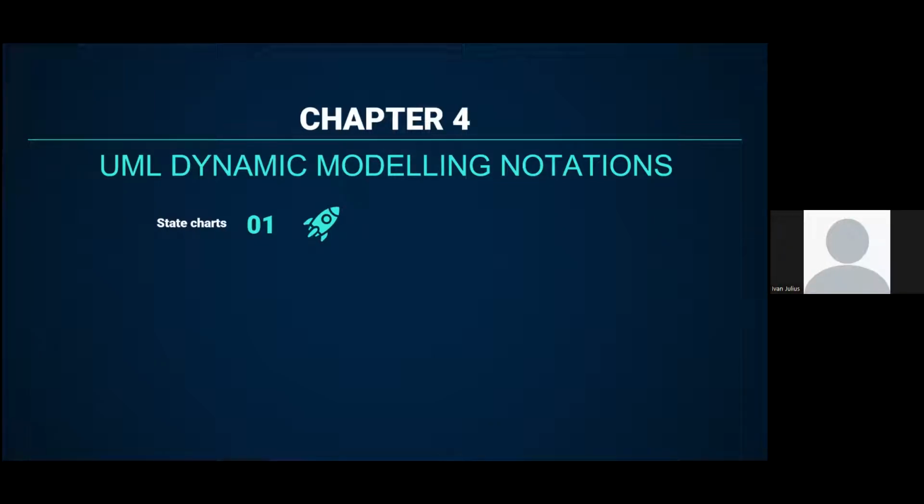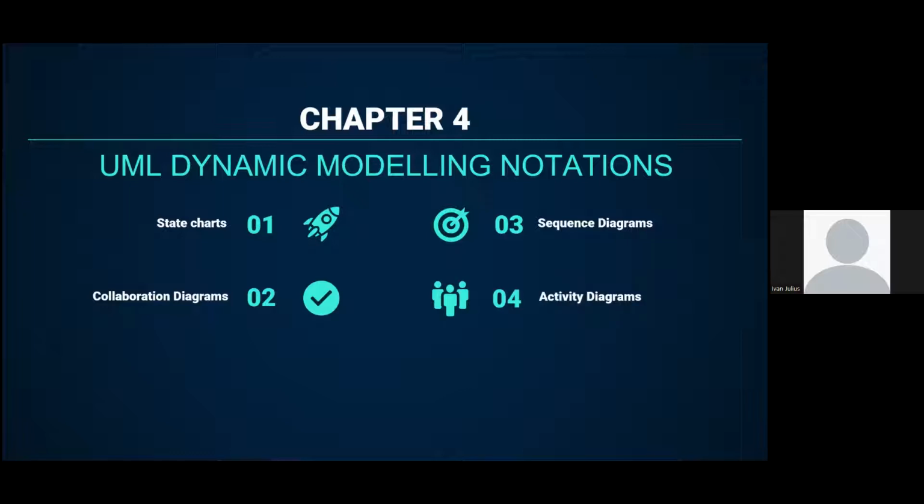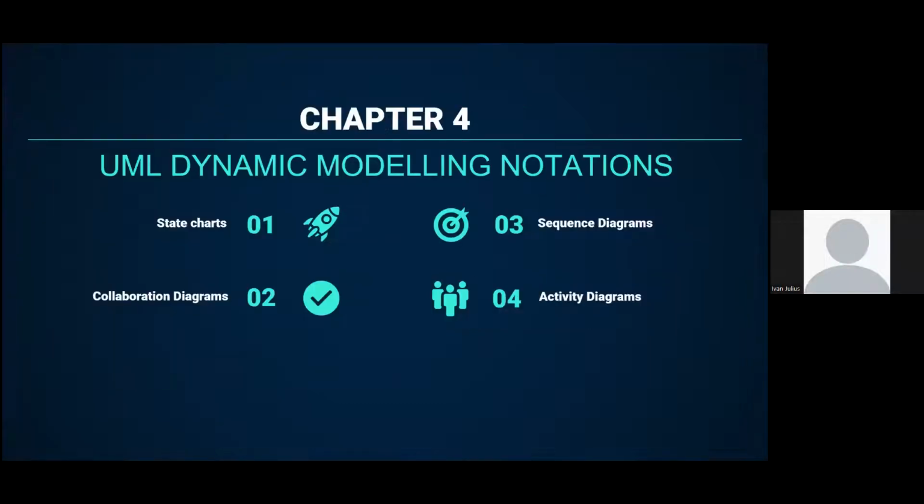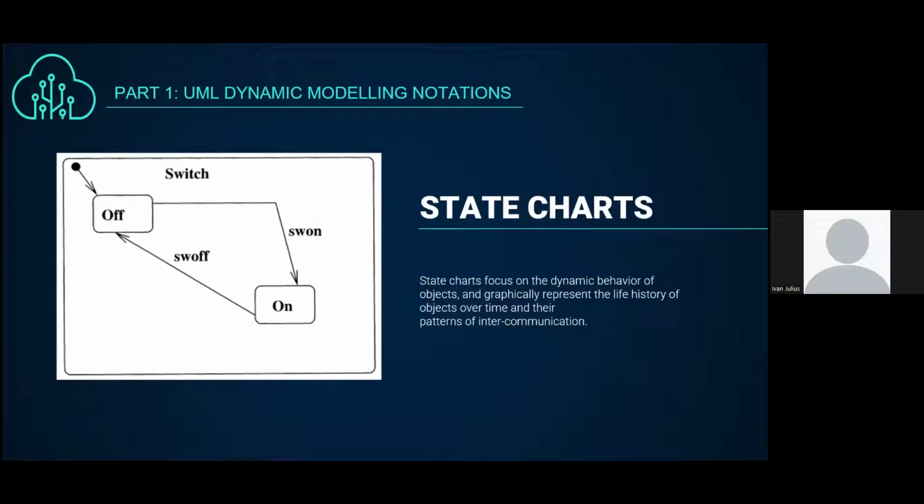State charts, or what you call state machines, collaboration diagrams, sequence diagrams, and activity diagrams. Now, what we're going to discuss first is state charts. State charts focus on the dynamic behavior of objects and graphically represent the life history of objects over time and their patterns of intercommunication. State charts are used for real-time design such as robotics, and GUI designs like screens and modes.